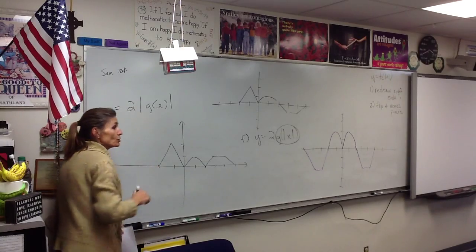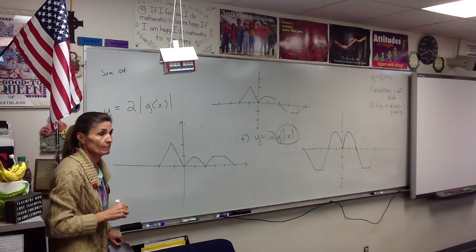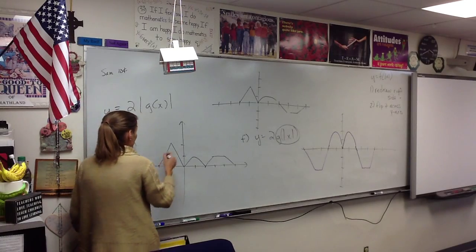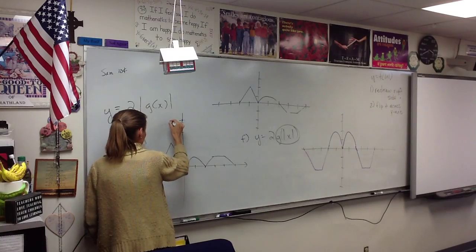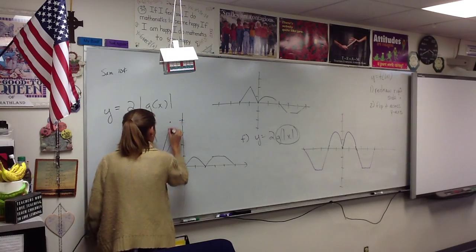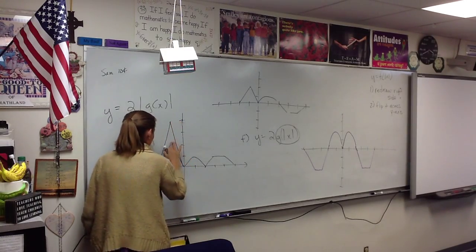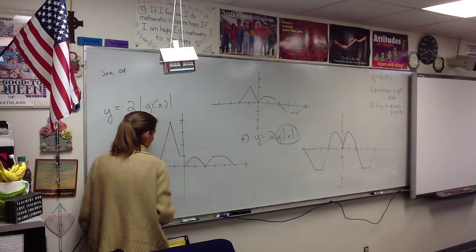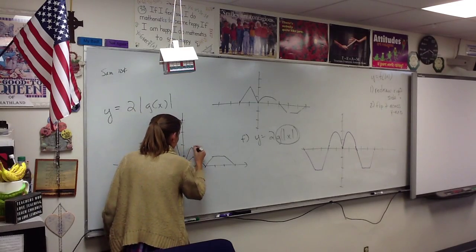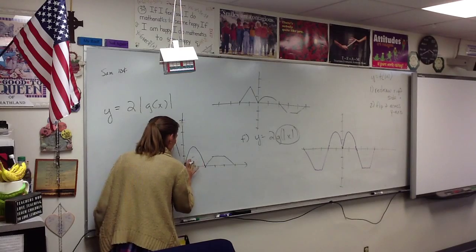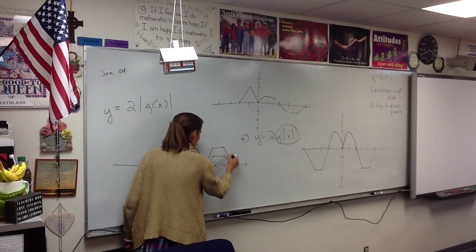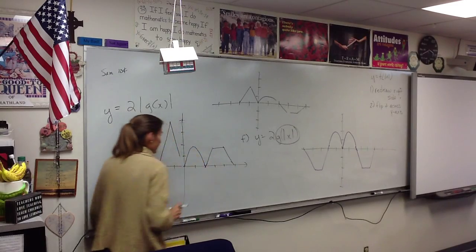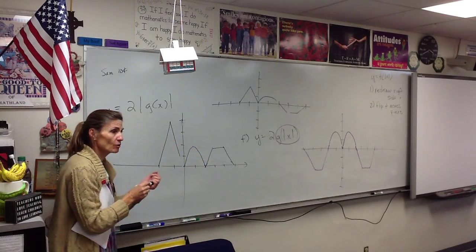Now what does putting a 2 out in front of it do? Makes it twice as tall. So now this mountain's going to go all the way up to 4. And the circle's going to go up to 2. And the trapezoid is going to go up to 2. What do you think? Does that look okay to everybody?